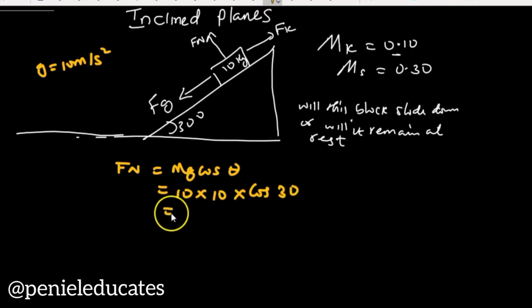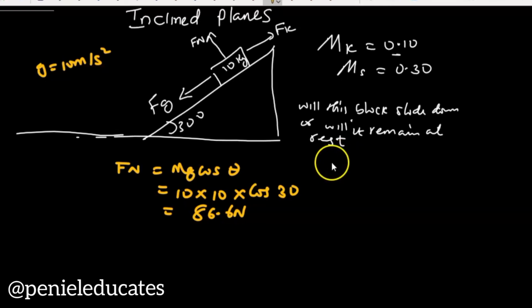So we have 10 times 10, which is 100, multiplied by cos 30. Cos 30 is 0.8660, multiplied by 100 gives you 86.6 Newtons. That's our normal force acting on the body. We want to confirm if this body will slide down or not.